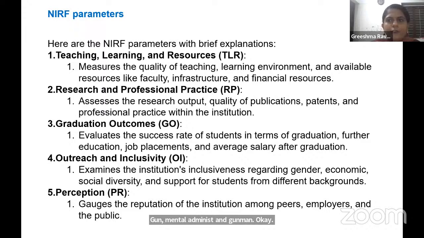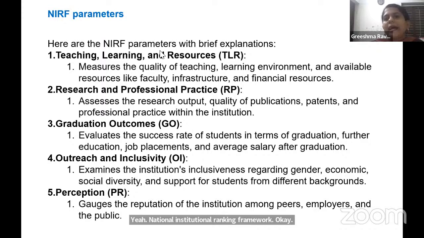Okay, next is NIRF parameters. Now we are moving to NIRF. So what do you mean by NIRF? Can you tell me what is NIRF? What is NIRF? It's easy. National. Some ranking framework. What kind of ranking framework? Yeah, National Institutional Ranking Framework. Okay.